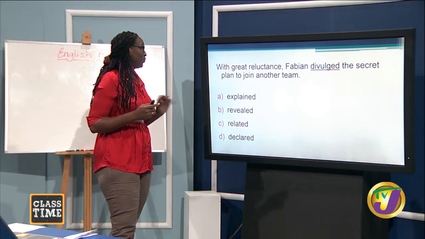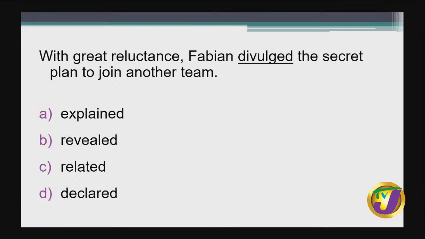So here we go. With great reluctance, Fabian divulged the secret plan to join another team. Your target word is divulged. You have 4 options as usual. Which of those words, based on the meaning of the sentence, is your answer? Did he explain the secret plan? Did he reveal the secret plan? Did he relate the secret plan? Did he declare the secret plan? Which of those best fits the meaning given by divulged in the sentence?